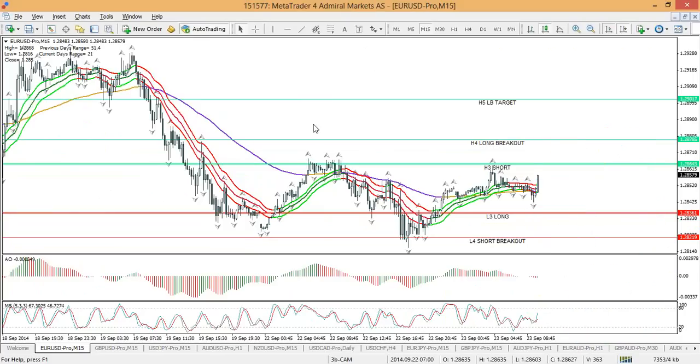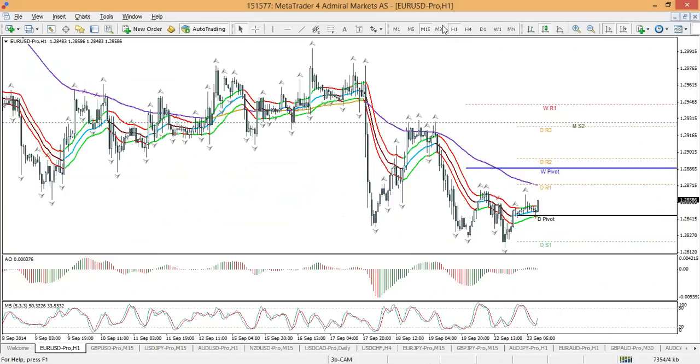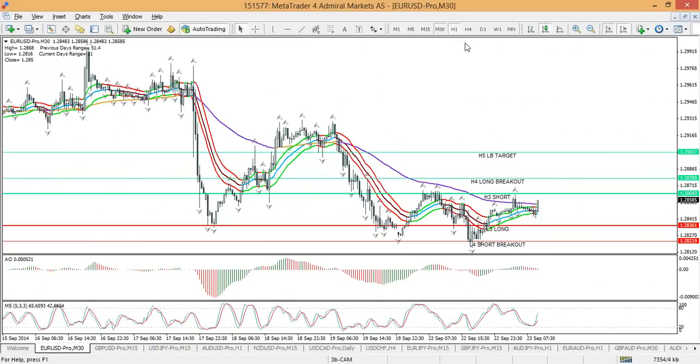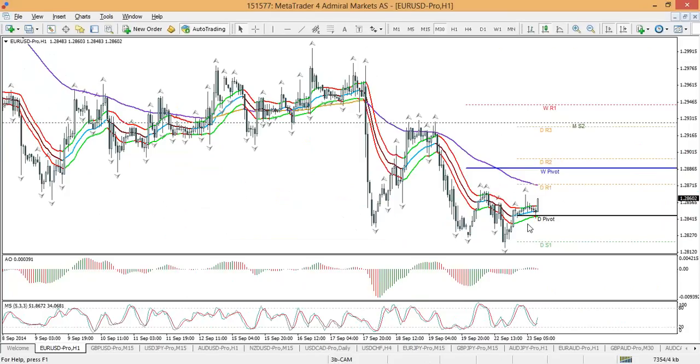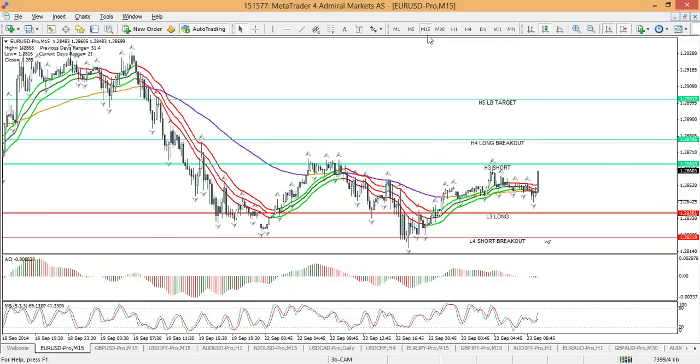Whether the Camarilla works on the hourly, I don't even have it on the hourly. I have it on the 30-minute chart. I don't have it on the hourly because I don't want to crowd the chart too much, because I have the pivot points on that chart, and I think it would be a bit too messy. I don't think there's anything wrong with having the Camarilla on the hourly, though. I think the values of the levels still have the same importance. But the daily, no, because the Camarillas are intraday levels, so not for daily. So I hope that makes sense.